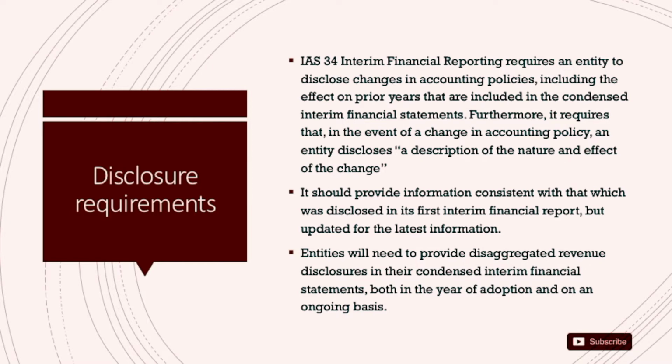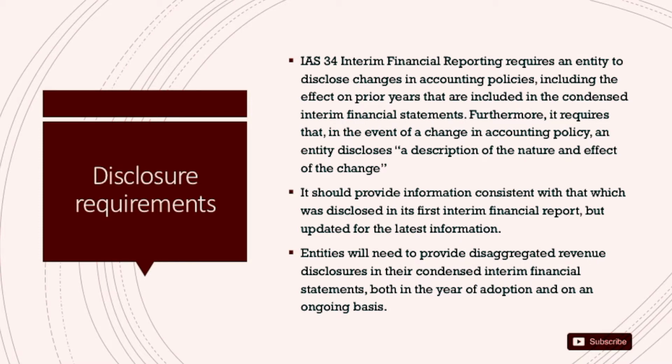The first thing is, as per IAS 34, the interim financial reporting, which requires an entity to disclose changes in the accounting policy. If there's a change in the accounting policy during the interim period or as compared to the prior period, we need to disclose it, including the effect on the prior years included in the condensed financial statements. Which means that we also need to disclose the impact in respect of the prior periods presented in the financial statements.